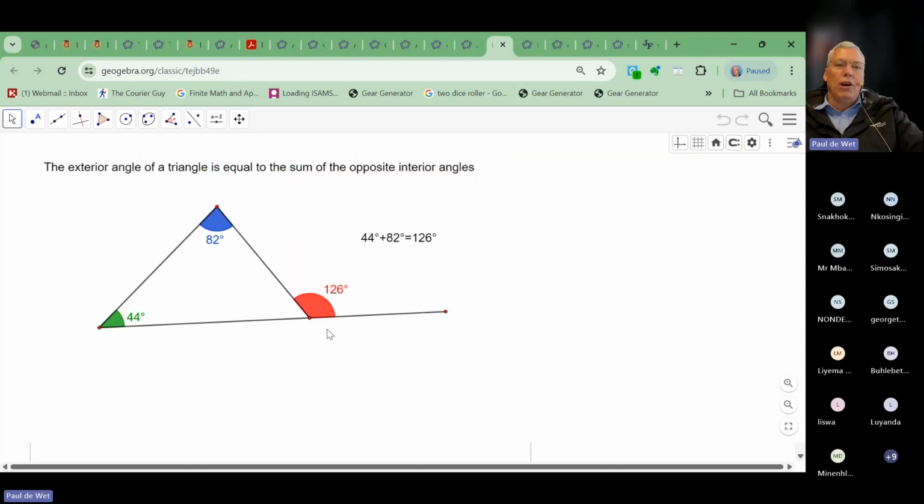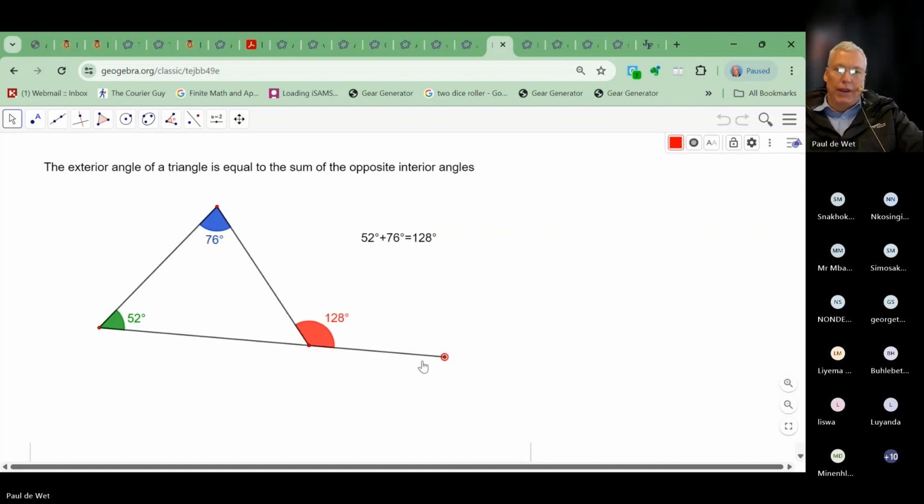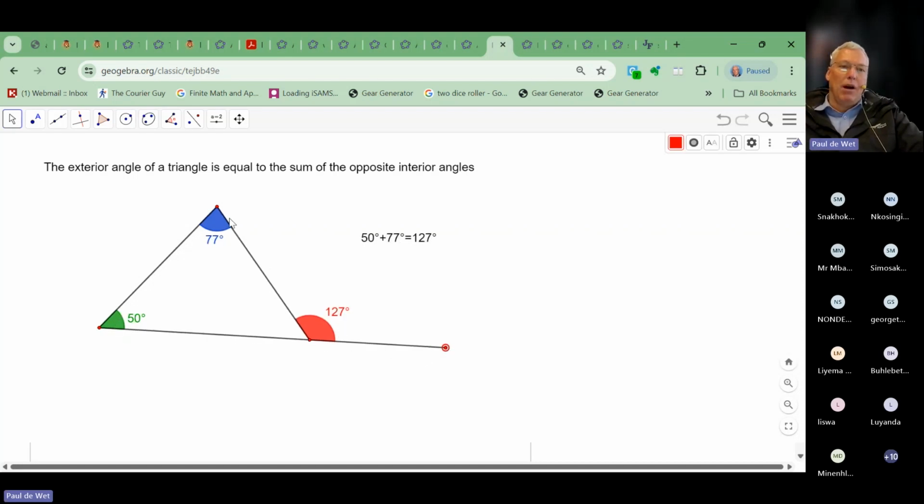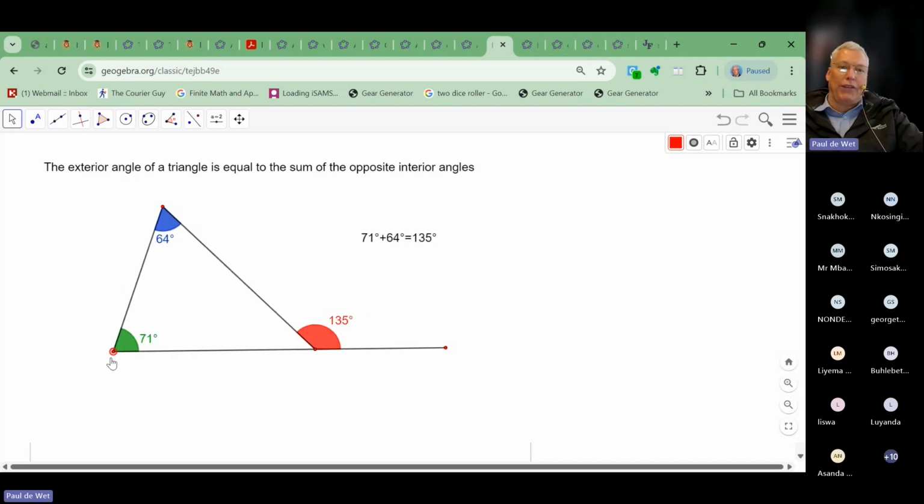Okay. What do we know about the exterior angle of a triangle? It equals the sum of the opposite interior angles. We can see it there.